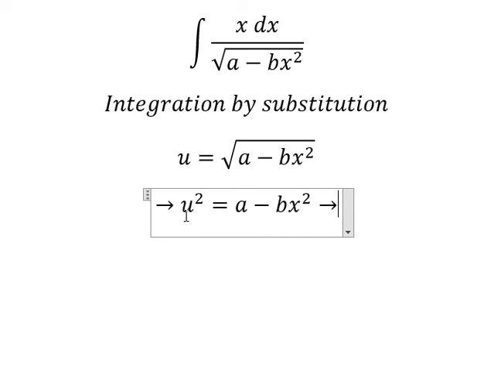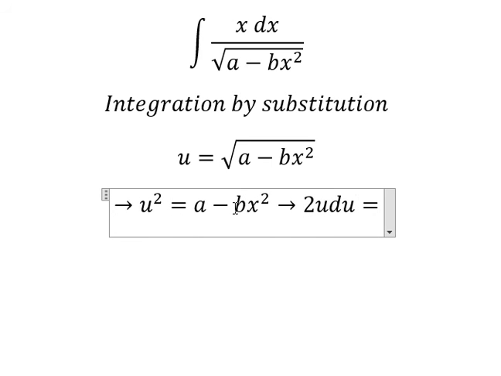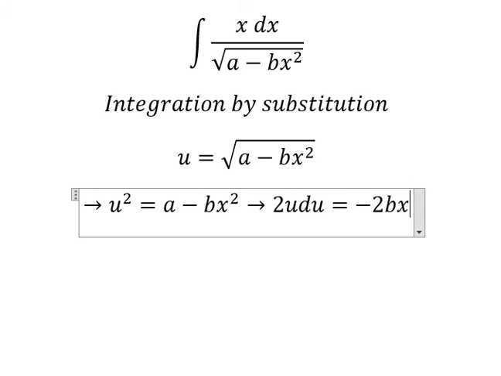Next we need to do the first derivative for both sides. First derivative of u square in here, you get 2u du. First derivative of s square we have 2s. This is the constant, so if we do the first derivative, you get 0 in here.